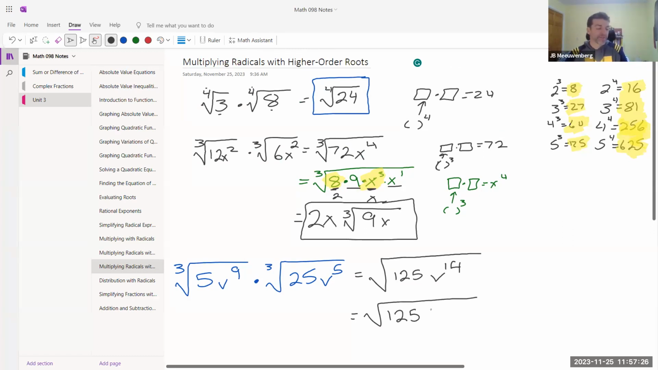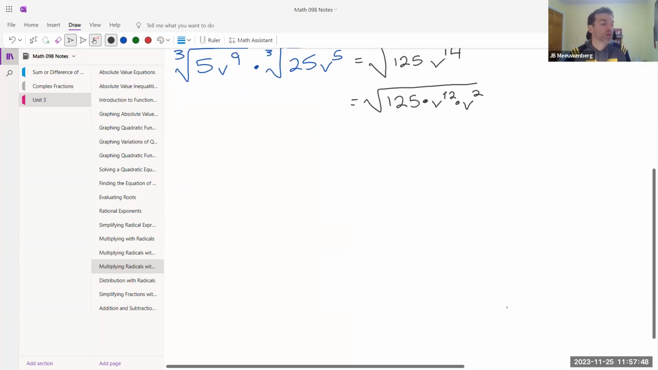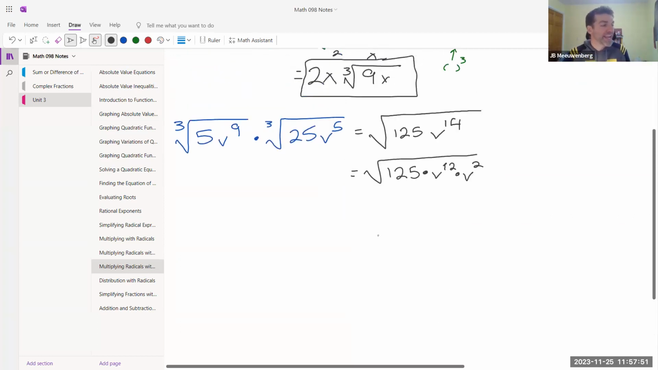Well, what do we do with the V to the 14th? We're going to separate it, and we need to find the biggest possible multiple of 3 that's less than 14. So count by 3s: 3, 6, 9, 12. V to the 12th times V to the, what's left over? 2. So we're separating 14 into 12 and 2. And now what do we do? We take the cube root of the 125 and the V to the 12th.